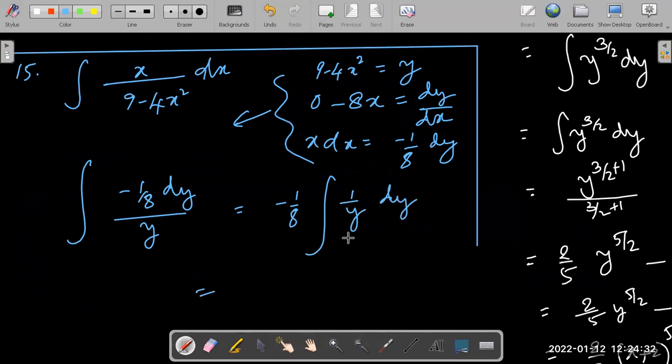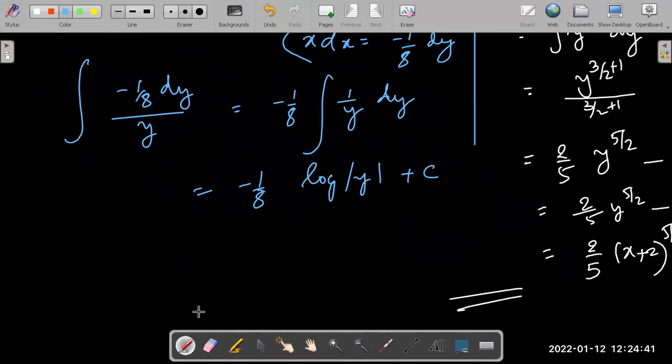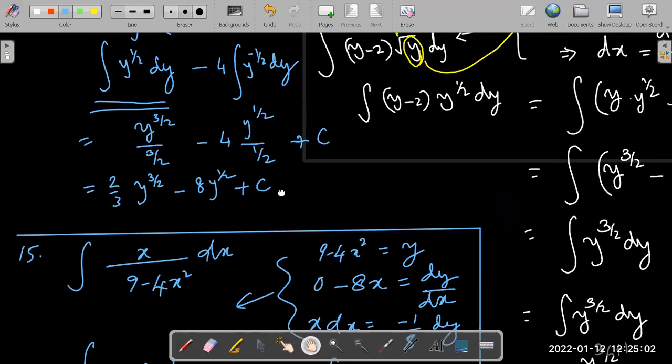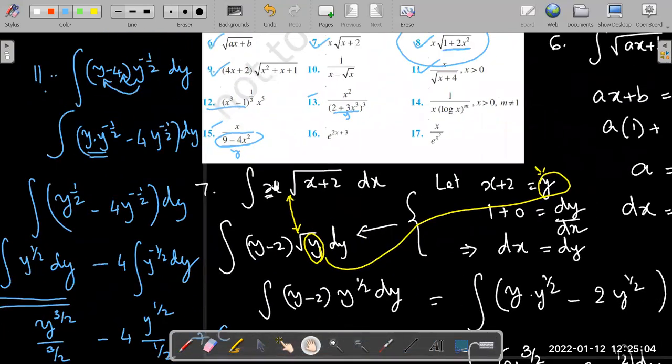So when you get 1 by y, it is a logarithm, log mod y plus c. In the first question, if you remember, the differentiation of log is 1 by y, so the integration of 1 by y will be log mod y. So that's it. This is how the 15th is done, and in the last question it's much similar to 13.